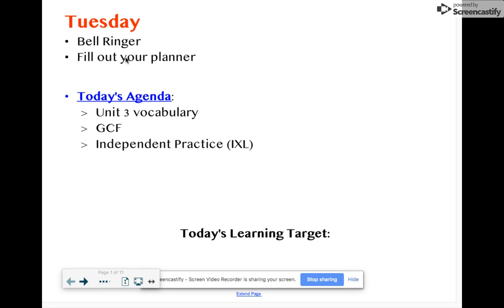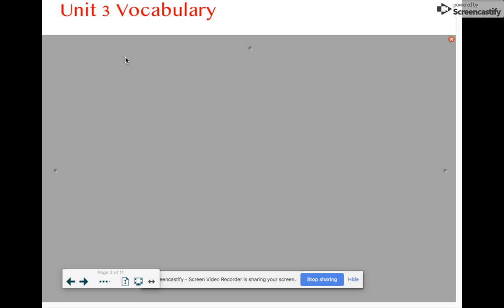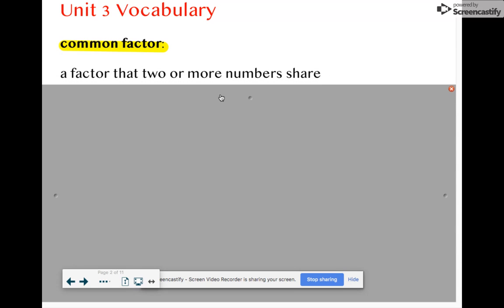There are two vocabulary words. In your notebook, you will have a chance to write these down. I'm just going to go through them. Once I get through them, you can pause the video and get them written down. There is an example after the two words. Our first vocabulary word is common factor. A common factor is a factor that two or more numbers share.